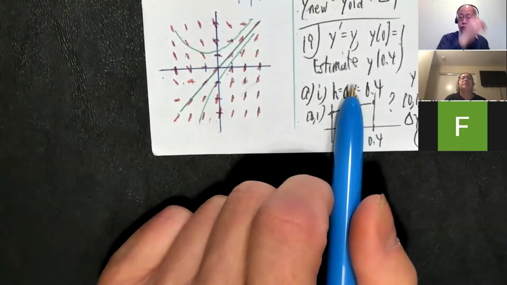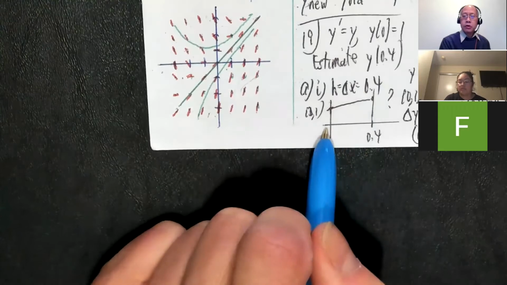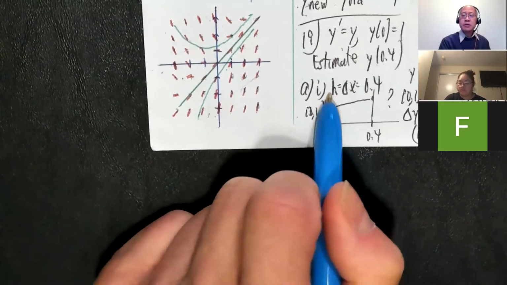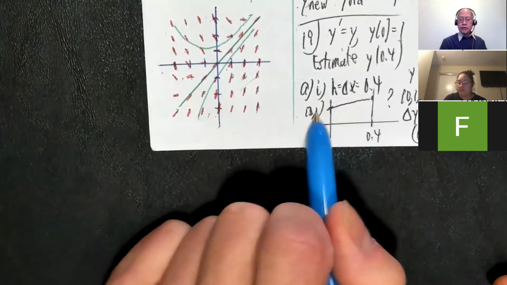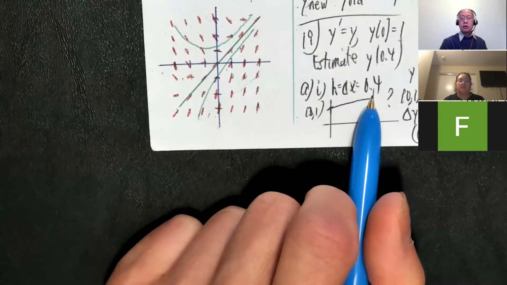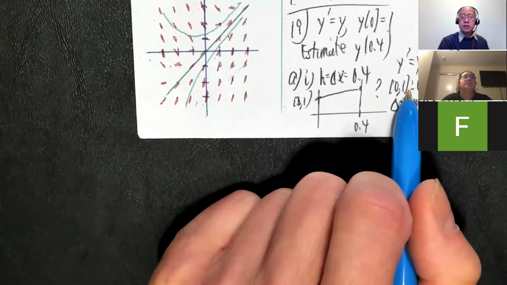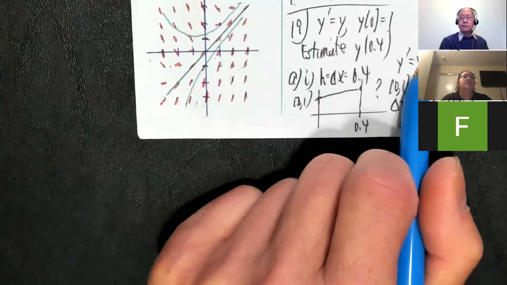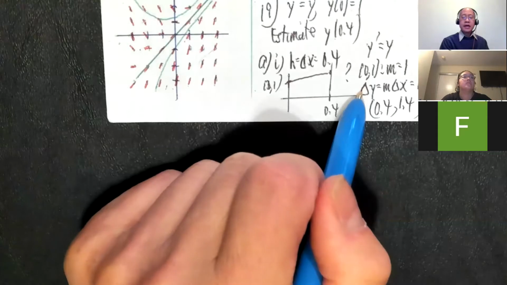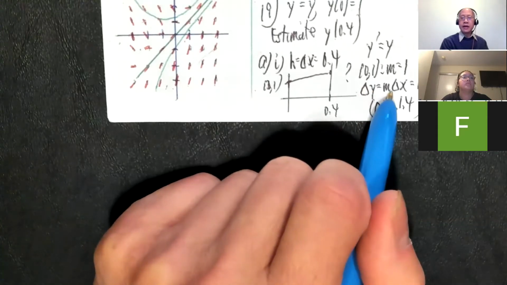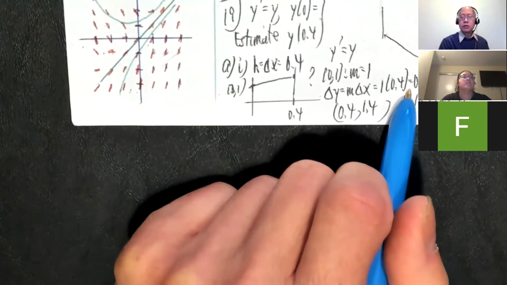All right, so we're estimating y of 0.4. That means by the time x is 0.4, where are we? So we're going from 0 to 0.4. The step size is 0.4. That means you're just going in a straight line segment straight over there, right? So I start at 0, 1. What's my slope? This differential equation says the slope is just simply the y value. So the y coordinate is 1. So slope is 1. Then I keep using delta y is equal to m delta x. So m is 1 times 0.4 is 0.4.